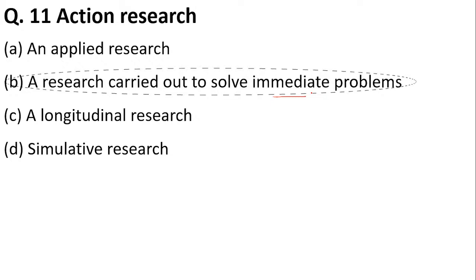For example, you are teaching the students in a particular way, and you see that the students are not able to understand that topic. What will you do? You will do a research. Okay, this method is not doing well, let's try this method. So that the problem that the students are not able to understand, you will work on that particular problem. So the research method that you are using is action research, a research to solve immediate problems. Applied research is for your practical problems.